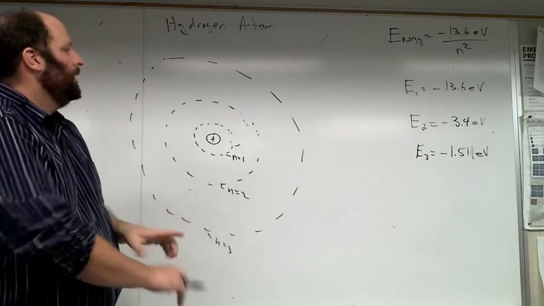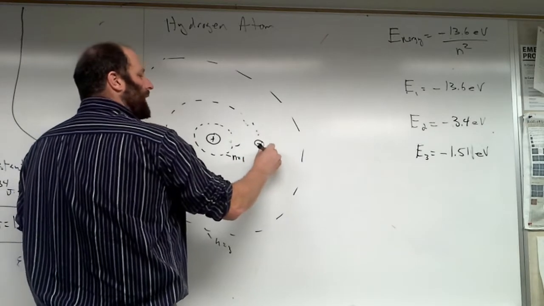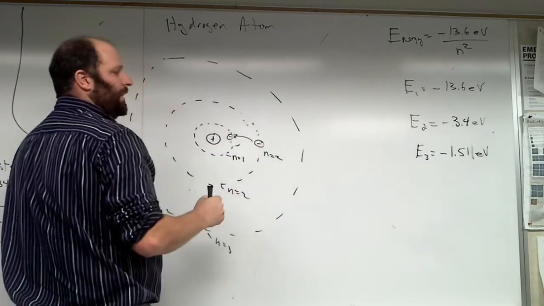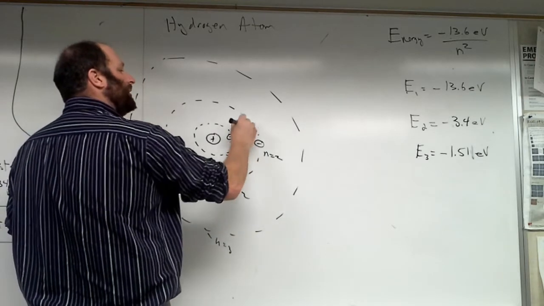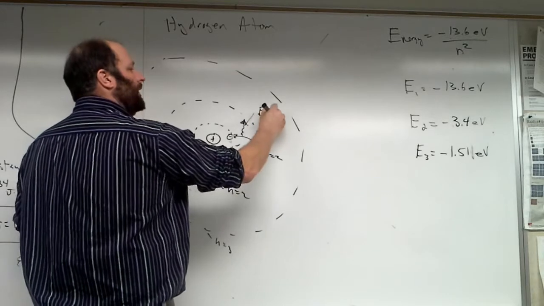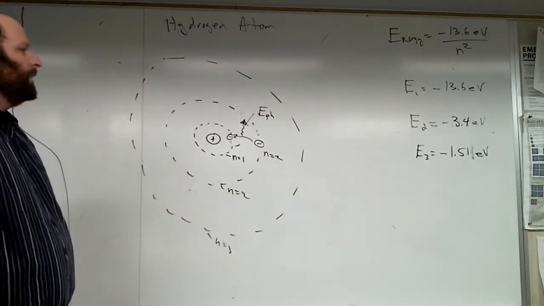Now, let's talk about this electron when it goes from the n equals 2 state and falls down to the n equals 1 state. When it does so, it will give up a photon, and that photon will have a certain energy. Let me call that E_ph, for energy of the photon.